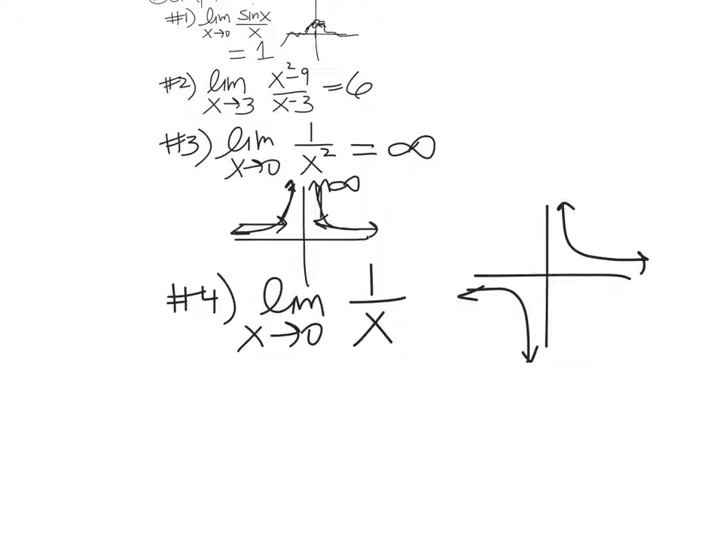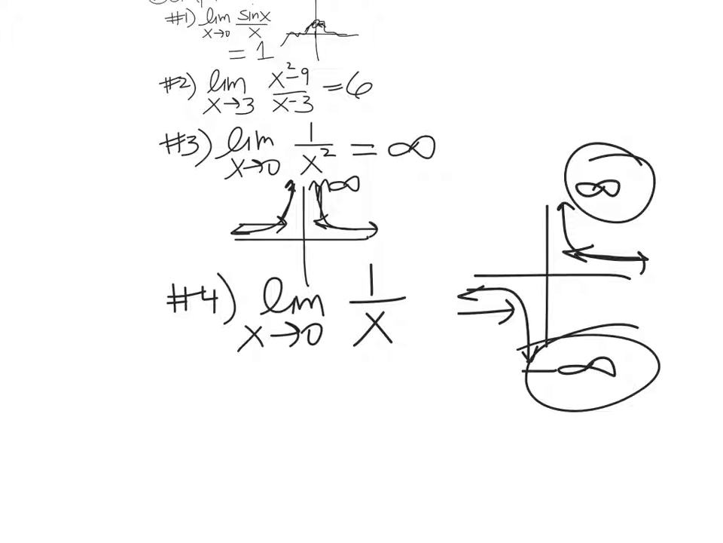So as I'm approaching this, x is 0 from the right side, my limit is infinity. But as I'm getting closer and closer to x is 0 from the left, I get negative infinity. Well, you can't be both positive and negative infinity at the same time. So when your answers don't match up, when they're not approaching the same value, we say the limit does not exist. D and E. The limit does not exist.